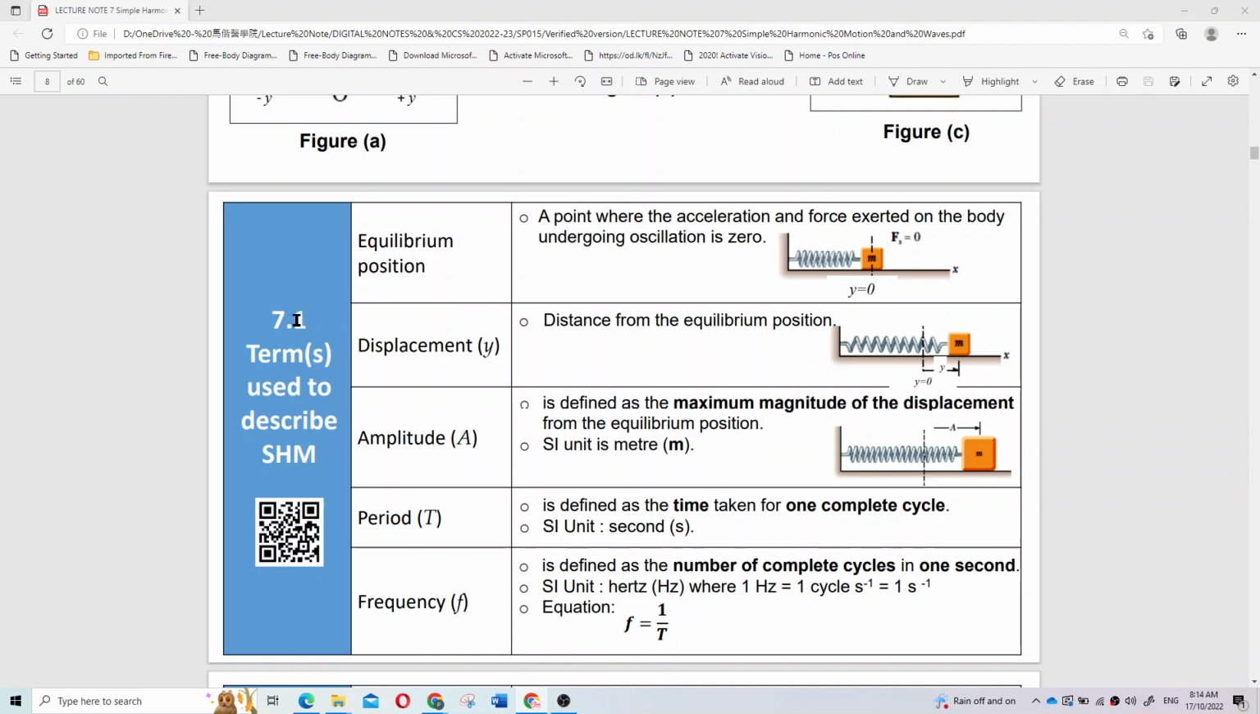Okay, so there are several terms to describe simple harmonic motion. First of all, equilibrium position. Equilibrium position is where the acceleration and force exerted on the body is zero. Like you see here, this is the equilibrium position. The force is zero, acceleration is zero.